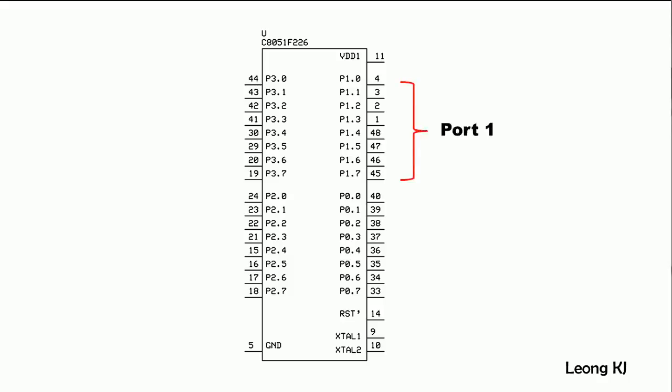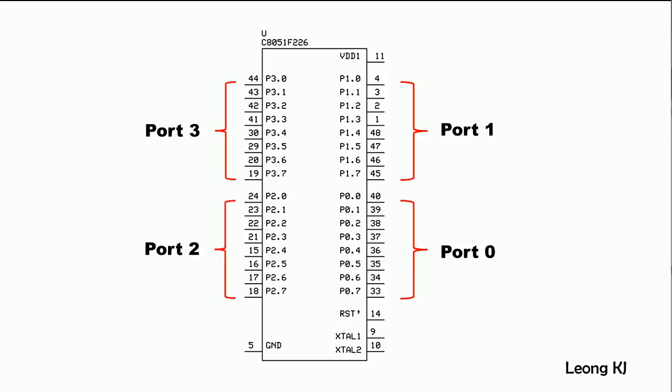This set of I/O pins is called port 1. This is port 0. This is port 3. This is port 2. A typical 8051 has 4 I/O ports and a total of 32 I/Os.